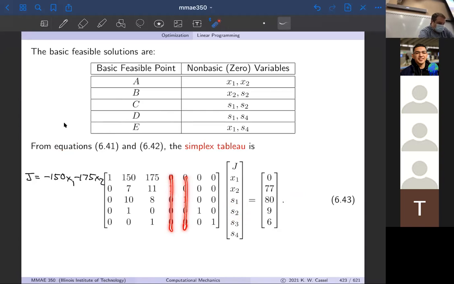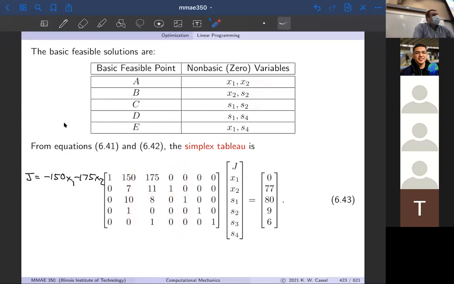And so now you have a 5 by 5 system of equations. You solve them, and you get all of these variables. You get J, X1, X2, S3, S4. S1 and S2, of course, are 0. So for each of these points, A, B, C, D, different pairs of these columns go away. So for A, X1 and X2 go away. For B, X2 and S2 go away. For C, which is the actual optimal point, S1 and S2 go away, and so forth through D and E.